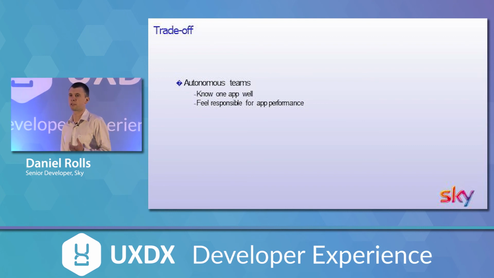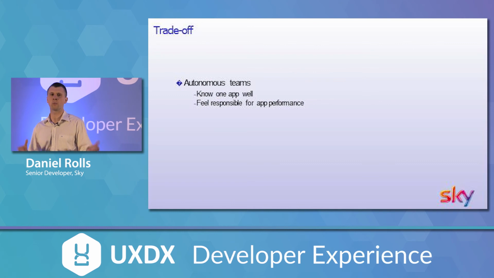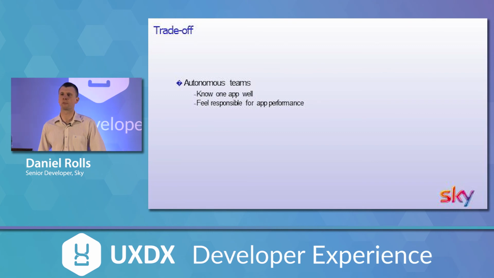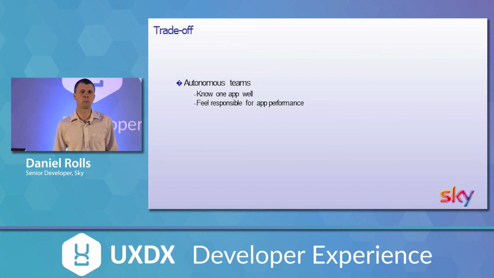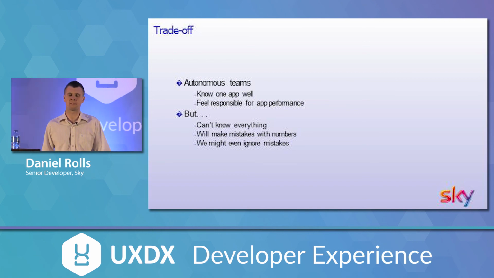And as developers in Sky, we're really proud of being autonomous teams. We're really proud of the fact that we can know our application and performance of application far better than one person or team responsible for the performance of all the applications in Sky could possibly know. But in the next bullet point, I'd like to make the case that developers aren't perfect. We do make mistakes. We get things wrong.